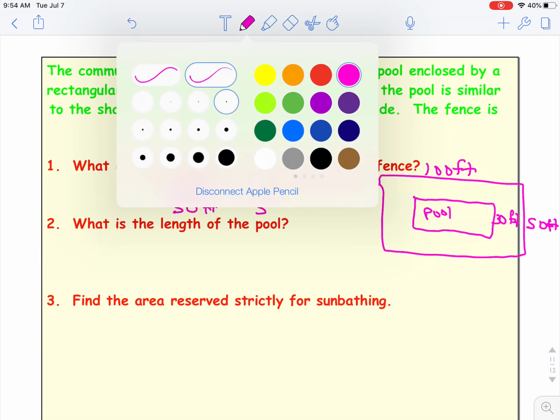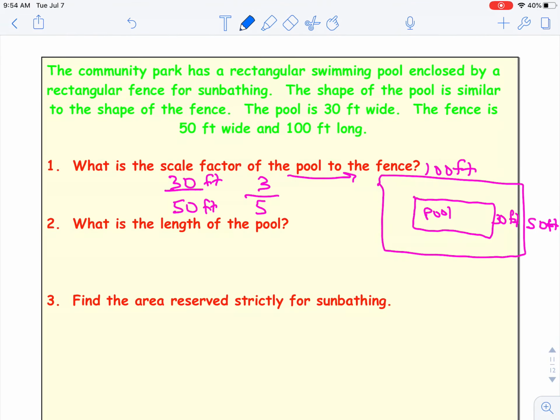So now we're going to use that to find the length of the pool. We're trying to find this length of the pool, x. So we know that the ratio of sides of the pool to the fence is 3:5. Since we're trying to find the pool's length and we do know the fence's length, we can set up the proportion and solve. So that gives us x equals 60.